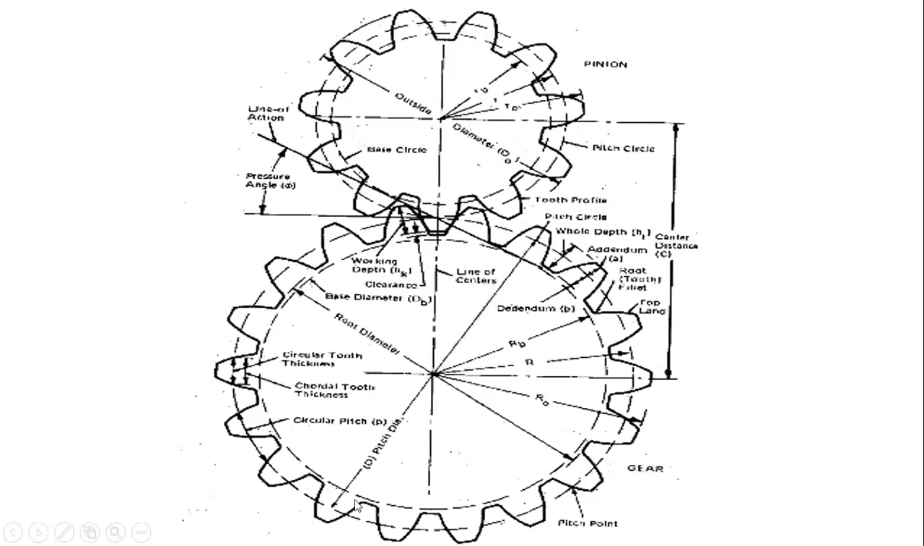And this is the pitch diameter and chordal tooth thickness. And this is the circular pitch. And this is the pitch point. And this is the top land, which is above the flank, and the addendum and the dedendum. And while meshing, the total center distance is taken as capital C.